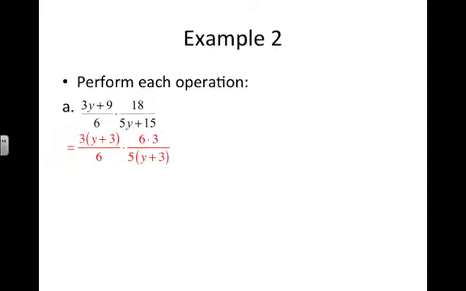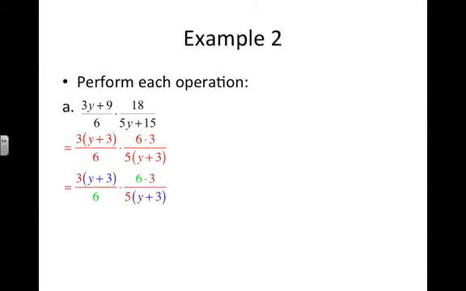What we want to do is go ahead and factor, just in case there's anything we can cancel. So we can factor 3 out of the 3y plus 9. So we've got 3 times y plus 3. And 18 is equal to 6 times 3. We can think of it like that. And then we've got a 6 on the bottom. And then for the 5y plus 15, we can factor out the 5.